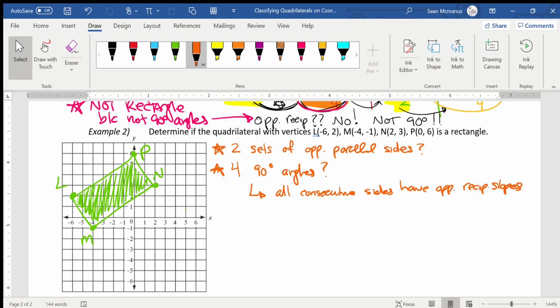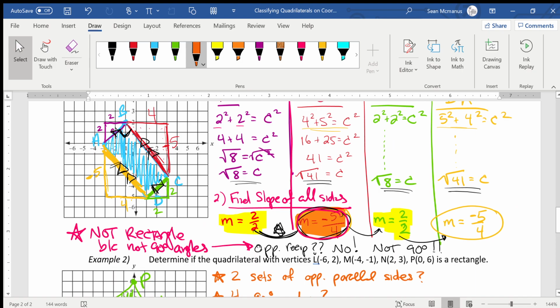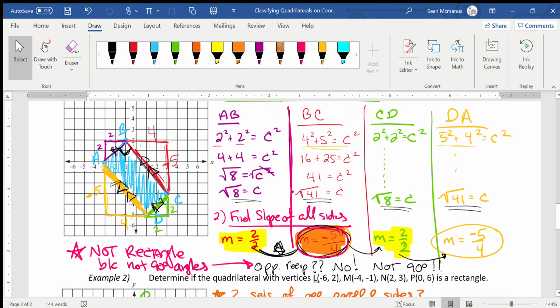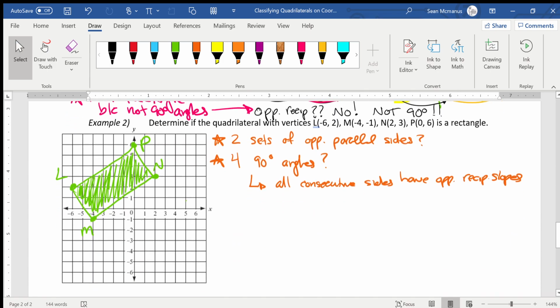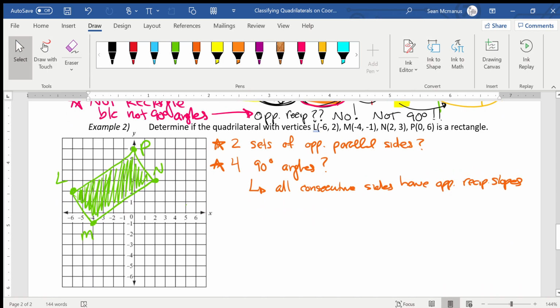So in the last problem, I did a full workup of this problem, right? I found the length of all the sides. This time I'm going to just zero in on what we really need to do for this problem. So to determine the specific classification, we do need to find the length of the sides. Okay, if it's just asking me if it's a rectangle, then these two things here are enough, because if those are true, then the side lengths or opposite sides are going to be the same no matter what. So 2 sets of opposite parallel sides.